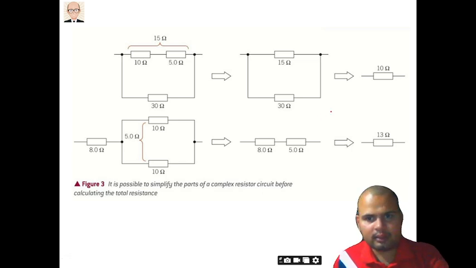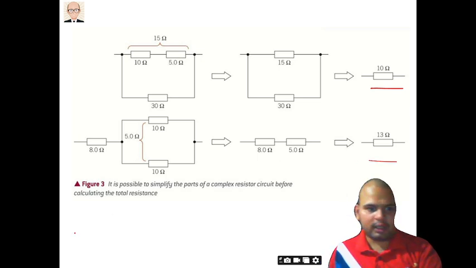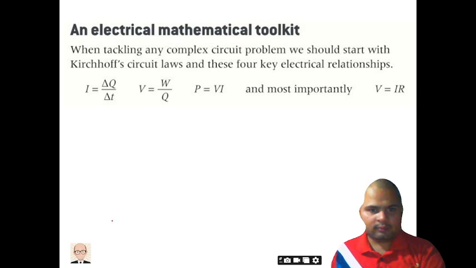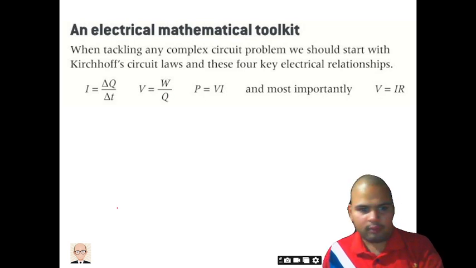As you can see, when we do this, it will become 10 ohms. When we do this, it will become 13 ohms. It is one of the easy peasy ones. And this is the electrical mechanical toolkit. So V is equal to W upon Q, and most importantly V is equal to IR.